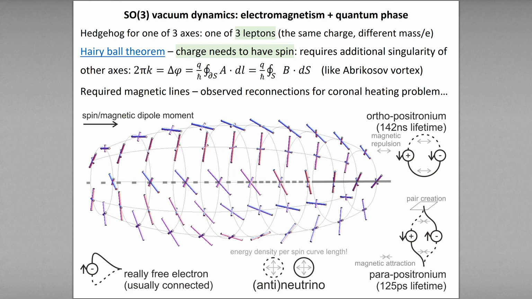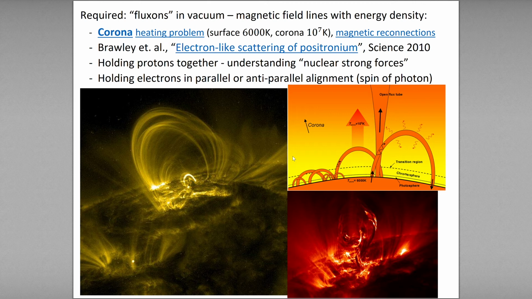Okay, so here is some argument that maybe there are these kind of tubes, like fluxons, but not in a superconductor, only in vacuum. There is the corona heating problem. We see these really thin lines, nearly one-dimensional structures in the corona. So it's kind of what is needed in this model, that we have these one-dimensional structures which have energy density per length.